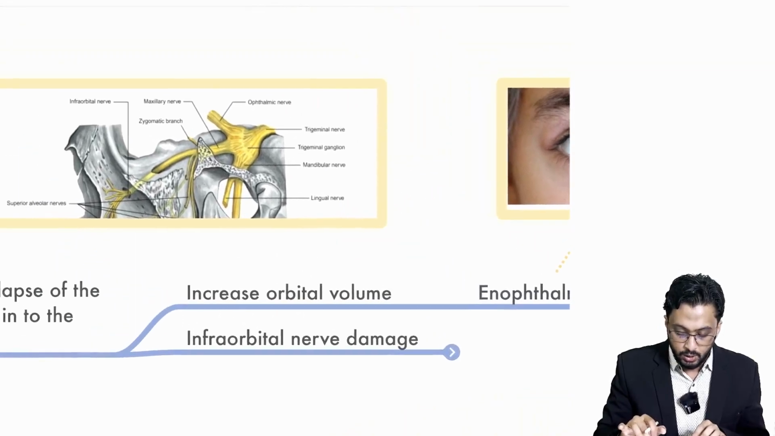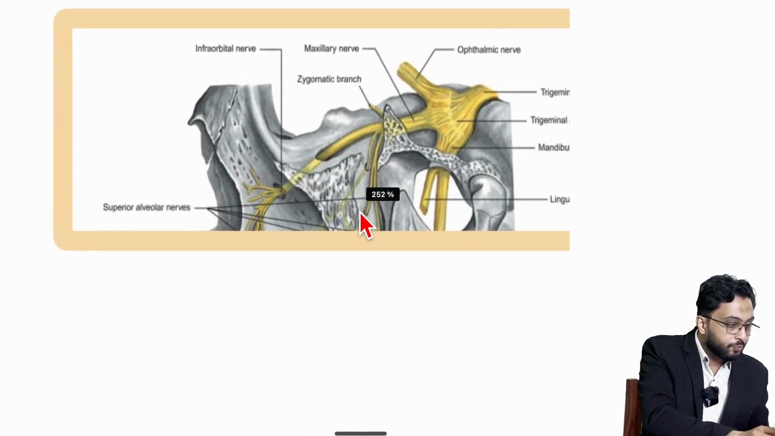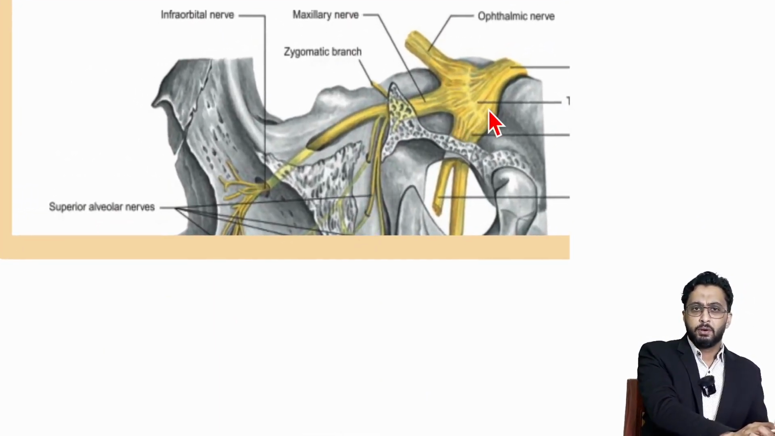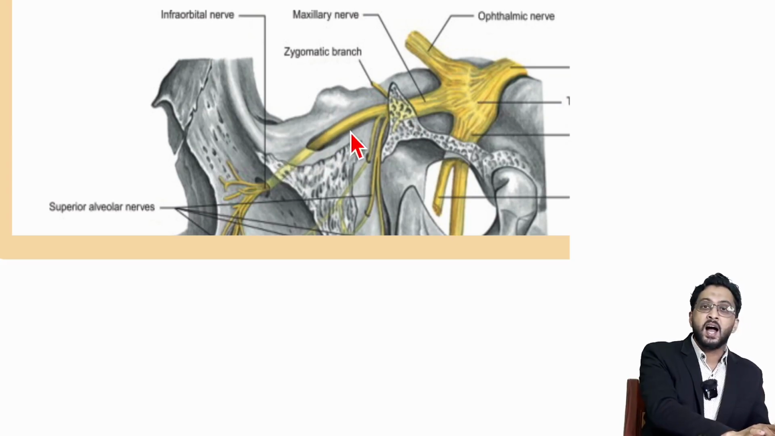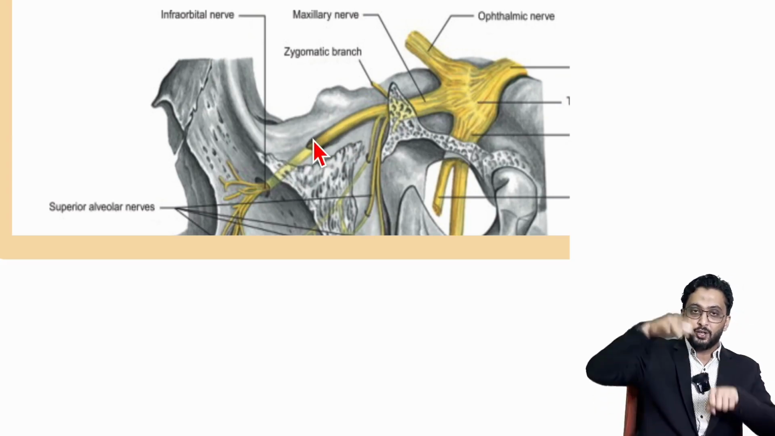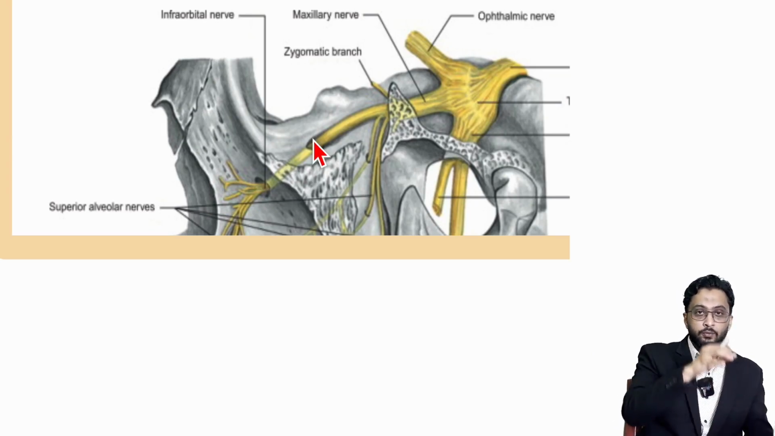Now if you just see this picture, we have studied the trigeminal nerve in anatomy. We have studied its branches. From the branches of the trigeminal nerve, you have your maxillary nerve coming out, which goes through the floor of the orbit to become the infraorbital nerve. That is where you are injecting your LA solution for infraorbital block. So it is going through the floor of the orbit. Your orbital floor is fractured.